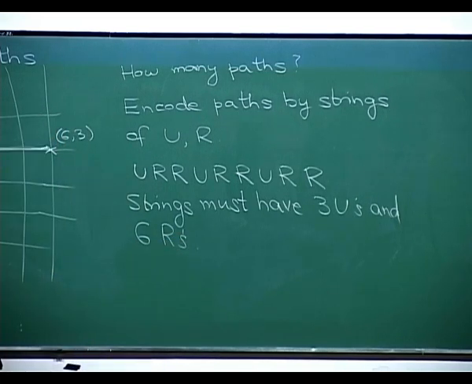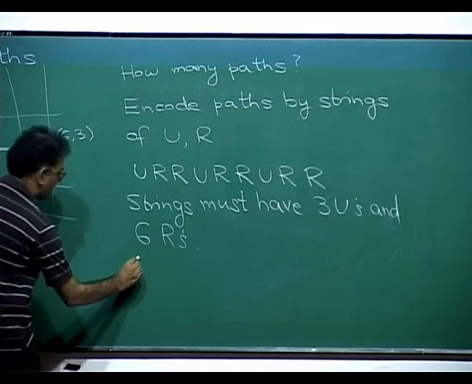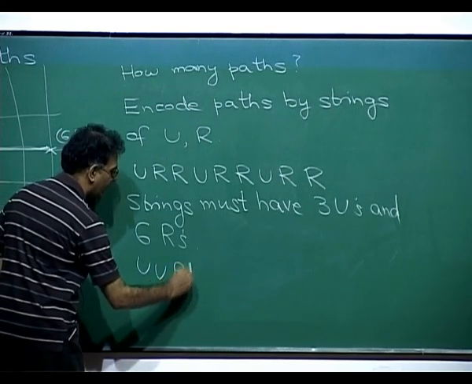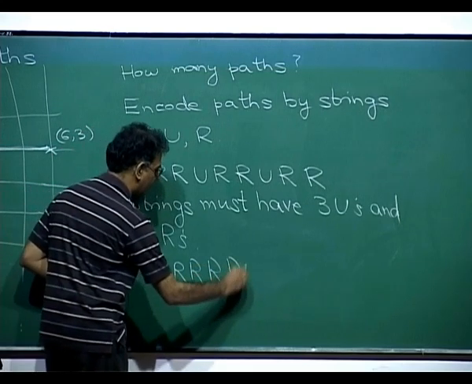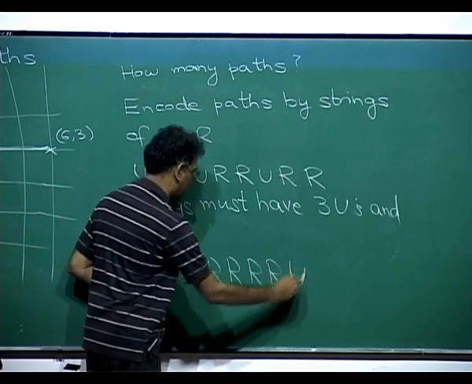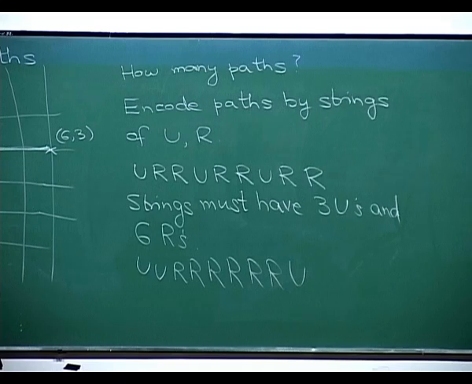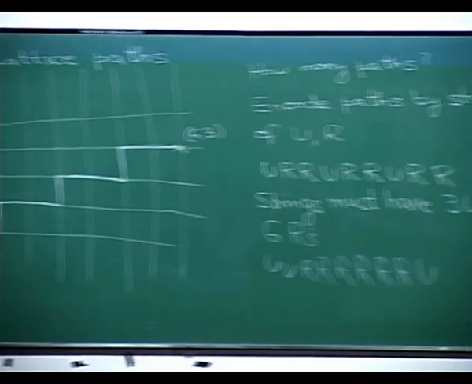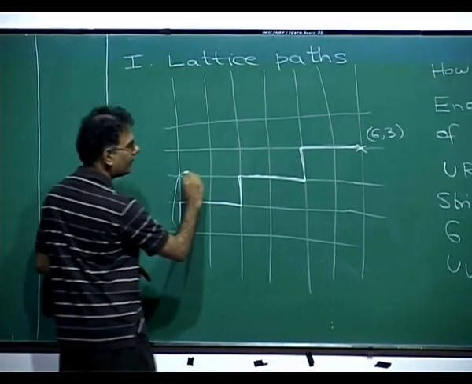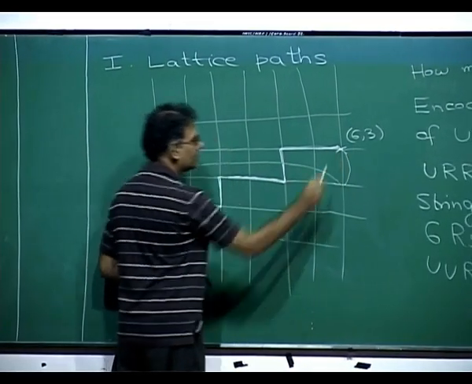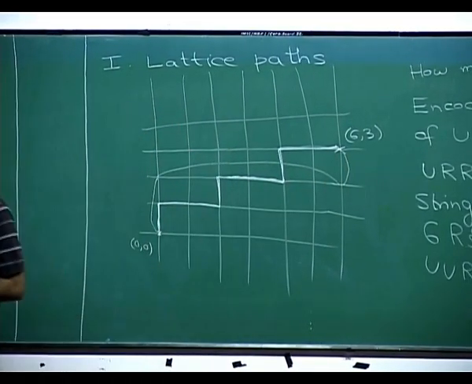But there is no other restriction. If you take any string which has 3 U's and 6 R's, it will give you a path. So for example, if I take something like U, R, U, right? That has 3 U's and 6 R's. So it will give a path. Go twice up and then go completely here and then go there. It will give you a path.